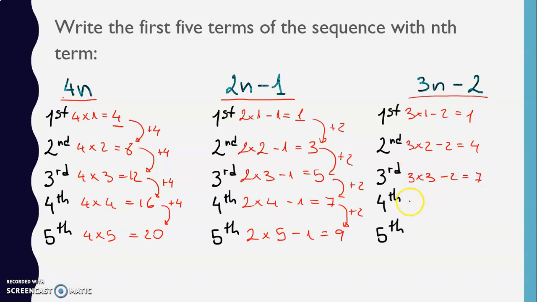For the fourth term, n equals 4, obviously. So 3 times 4 is 12, minus 2, which leaves us with 10. And for the fifth term, 3 times 5 minus 2, which is 13. As you have probably already noticed, the difference between terms is 3. So the sequence increases by 3 each time, which makes this sequence as well an arithmetic sequence.